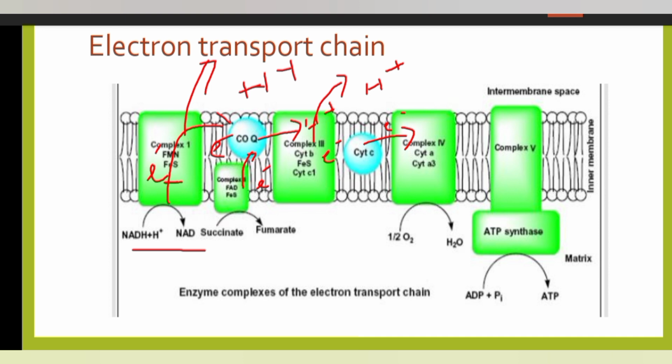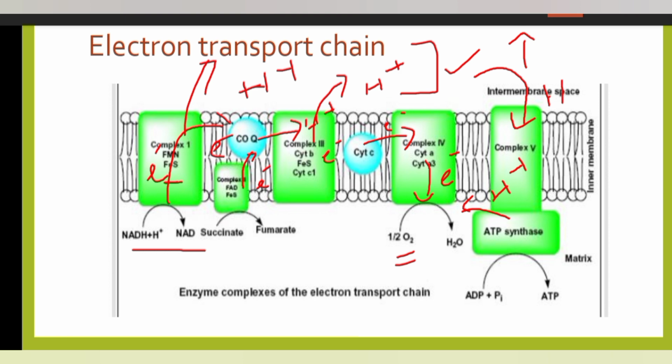Complex 4 contains cytochrome A and A3. Actually, this is the final acceptor of the electrons. Towards the matrix, you can see the final acceptor, that is oxygen, molecular oxygen, which will accept these electrons and protons to produce a water molecule here. The protons they accept come from complex 5, nothing but ATP synthetase. The protons which are collected in the intermembrane space are now accepted by complex 5, which will accept the protons from the space and pump those to the matrix region.